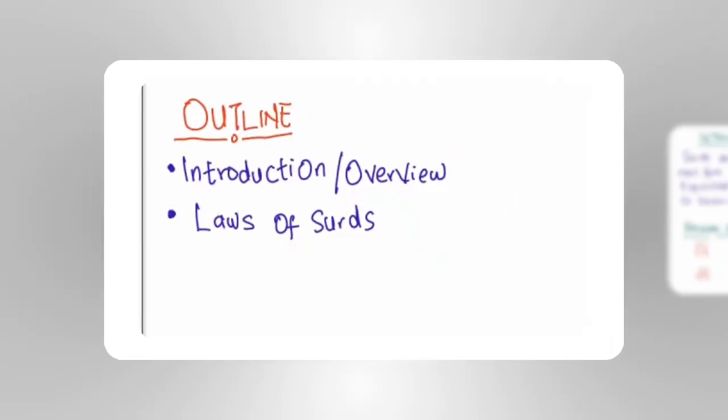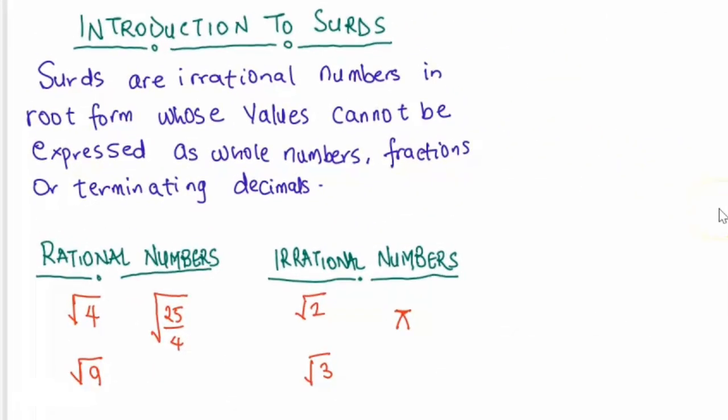laws of surds. Basically, surds are defined as irrational numbers in root form whose values cannot be expressed as whole numbers, fractions, or terminating decimals. Now, there are some key statements in this definition which we are going to look at, and those key statements include irrational numbers, which surds are, then they must be expressed in root form. Surds cannot be expressed as whole numbers, so they cannot stand as whole numbers. They cannot stand as fractions, and then they cannot stand as terminating decimals.